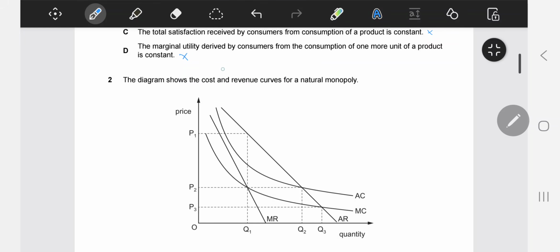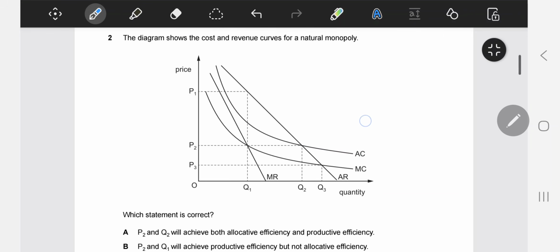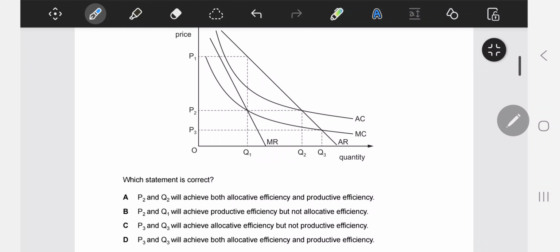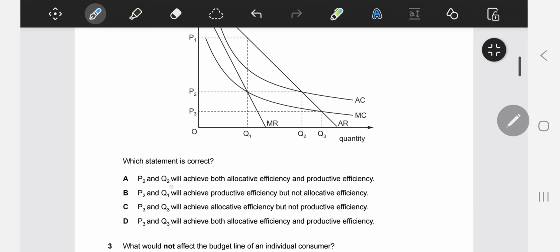The diagram shows the costs and revenue curves for a natural monopoly. Yeah, so we know this is a natural monopoly because it has a downward sloping AC curve, as you can see there. So what's the question? Which statement is correct? Okay, P2 and Q2. So here, okay, we'll achieve both allocative and productive efficiency. So we are unable to achieve productive efficiency here because this is not the lowest point on the AC curve. Because this curve is still going down.